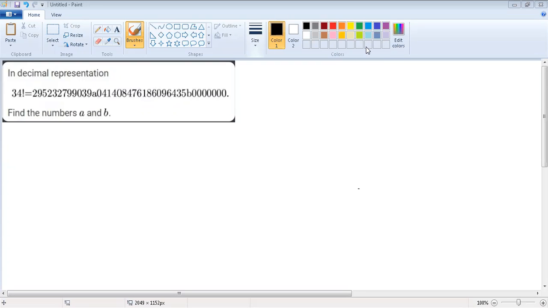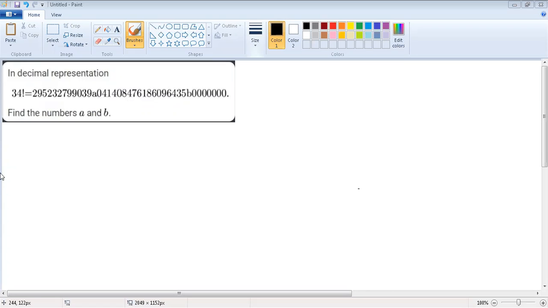Today, as usual, we are going to learn a simple technique using a simple problem, and we are going to apply this technique, along with some other techniques, to solve some higher level Olympiad problems.